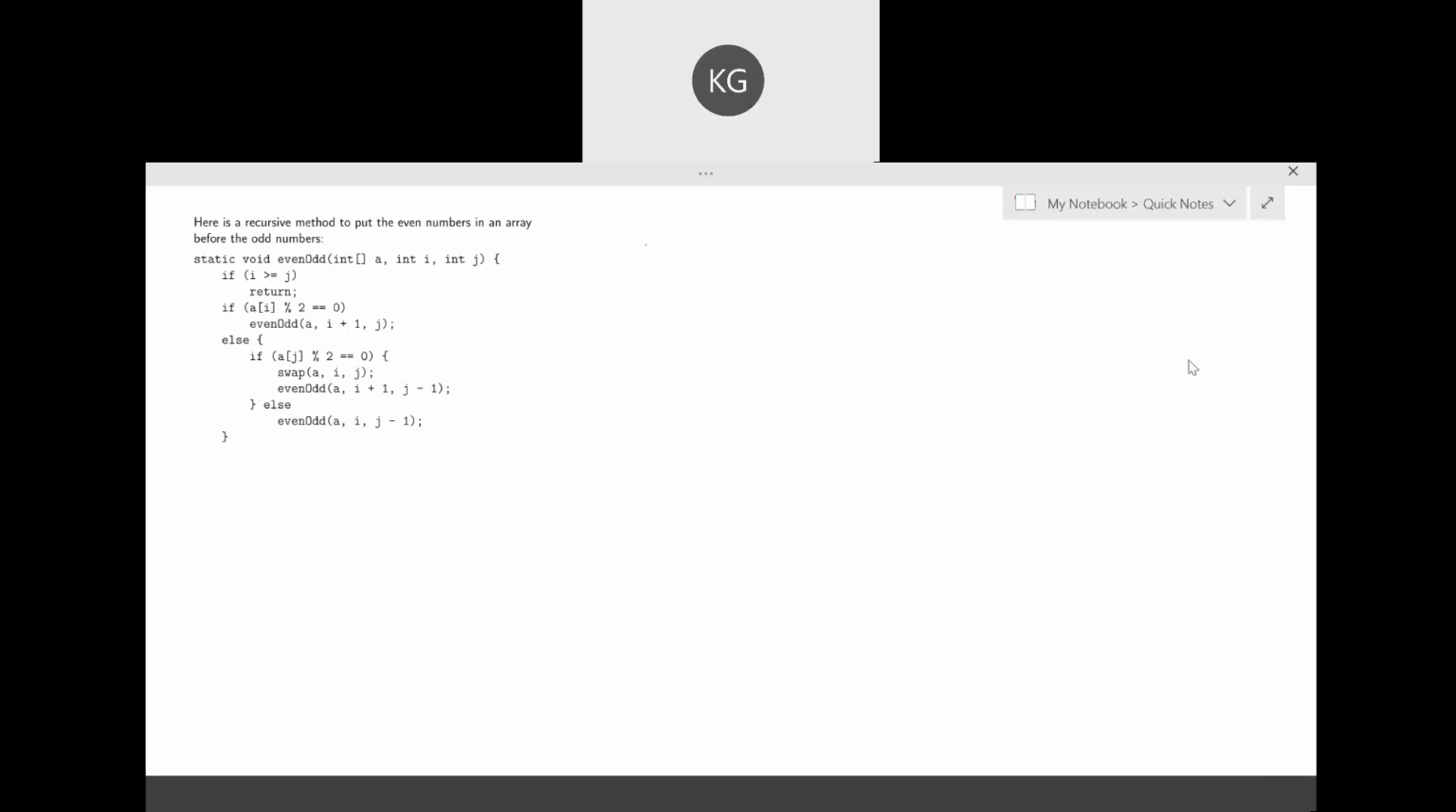All right, so this is the function right here, even odd, and it's a recursive method to put the even numbers in an array before the odd numbers. So the first question that they asked is, what's the least number of calls?